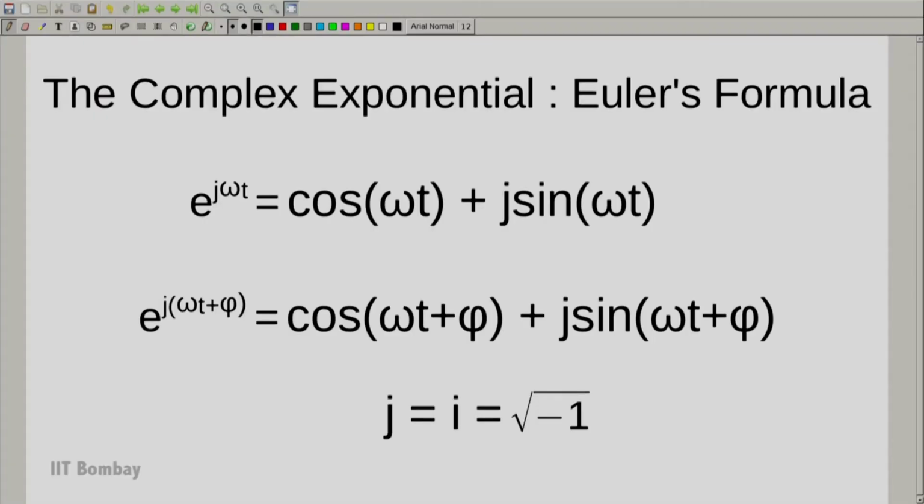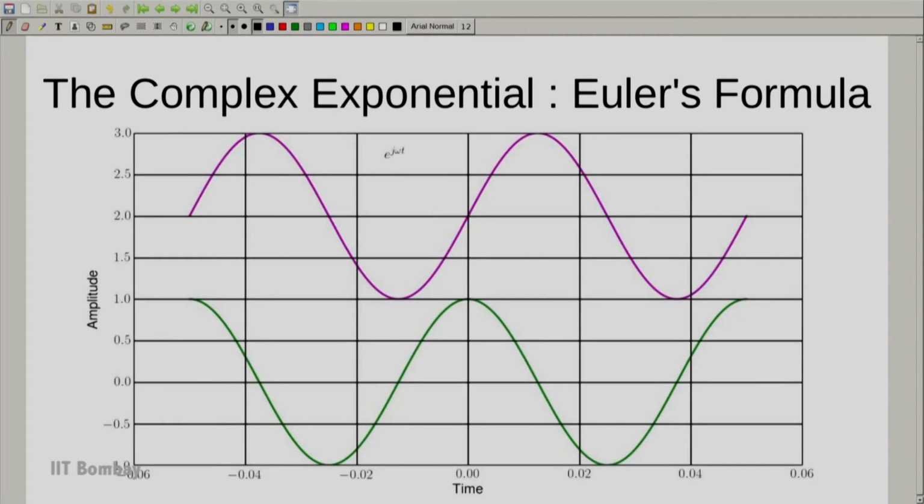So this is the complex exponential, this is Euler's formula, a very simple formula, and of course we can add phase as well. You can see in the second case we put e raised to the power of j times omega t plus phi, and that looks like cos of omega t plus phi plus j times sine of omega t plus phi. Alright, so this is the complex exponential. We can of course plot each part, the real part and the imaginary part. The imaginary part is on top and the real part is at the bottom. Right, so we have the complex exponential.